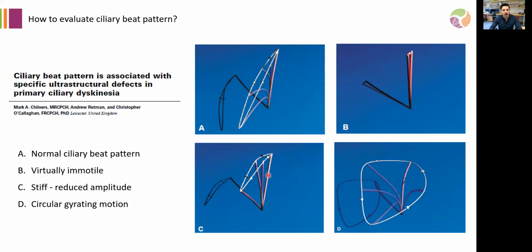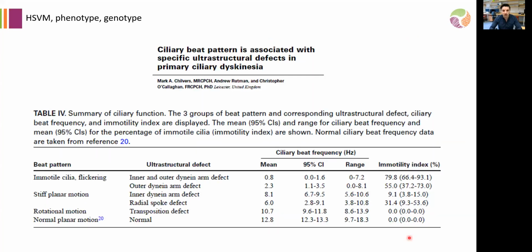And then we have the D, the rotational, the circular motion, where the tip seems to describe almost a circle. And in this paper, they highlighted that the immotile cilia were most of the time associated with inner and outer dynein arm defects, which would make sense because if you are missing both dynein arms, you don't have any motor to move your cilia, and so your cilia are not moving.